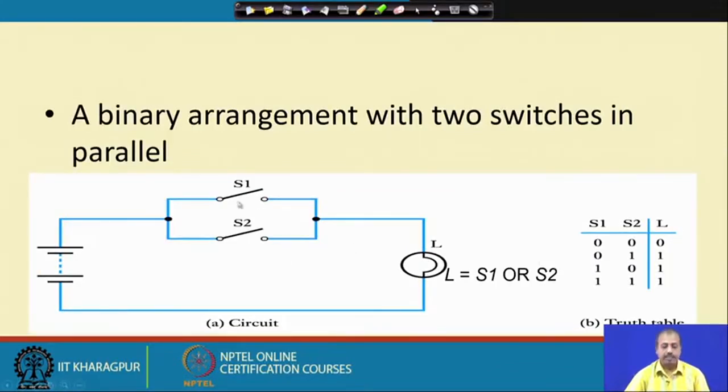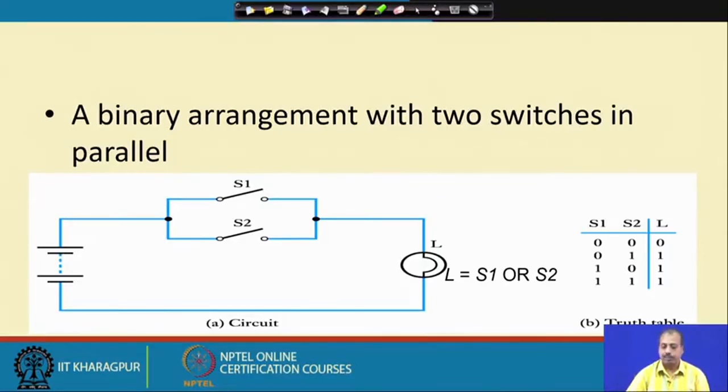Similarly, we can connect the two switches in parallel. Apparently it seems, why should we connect two switches in parallel, but for the sake of example, let us take it like this: we have two switches connected in parallel, S1 and S2, and with either of the switches being closed, the lamp L gets current, as a result it turns on.